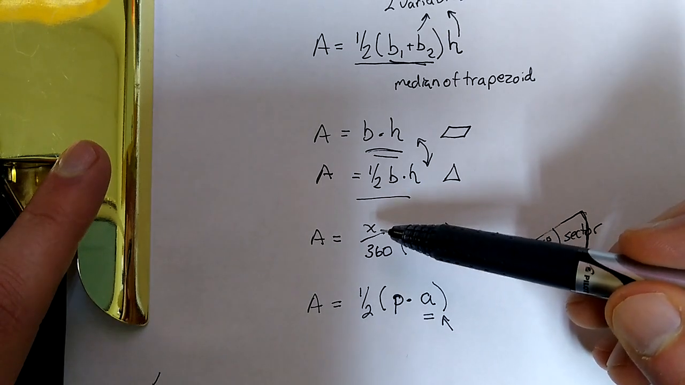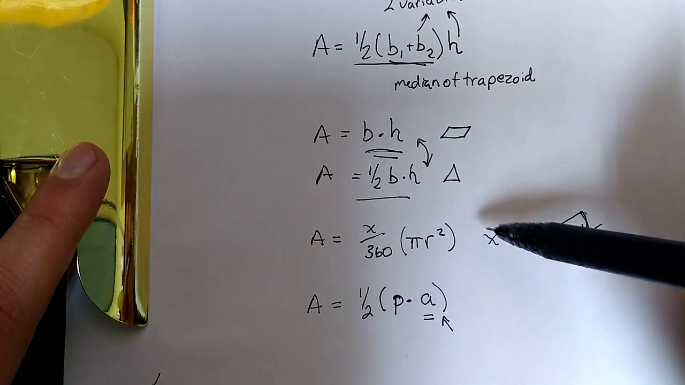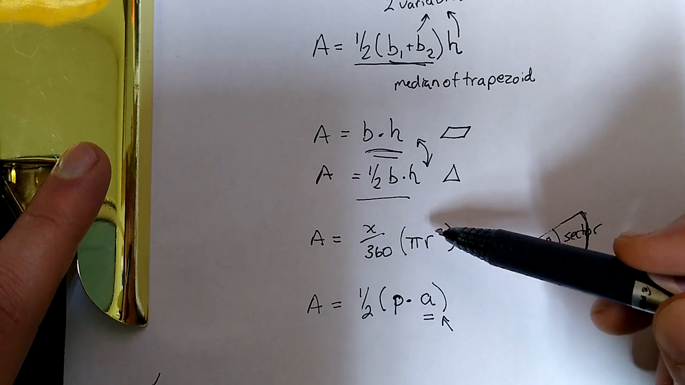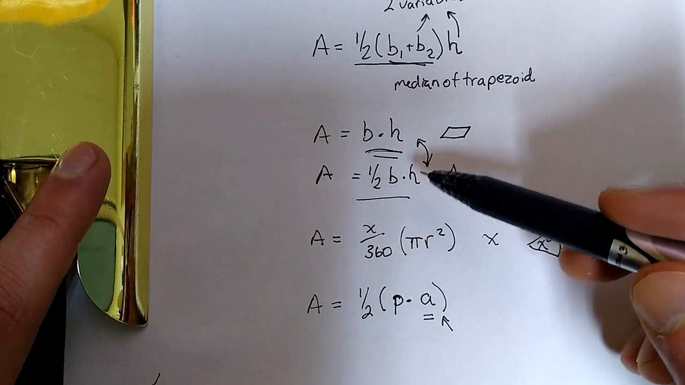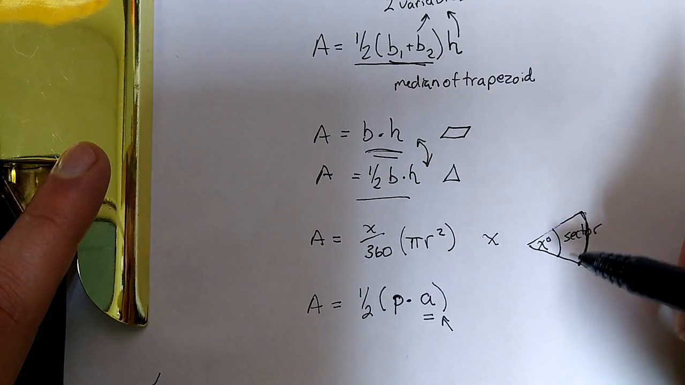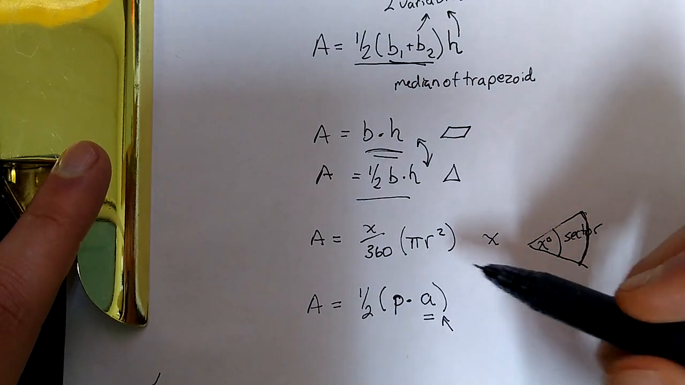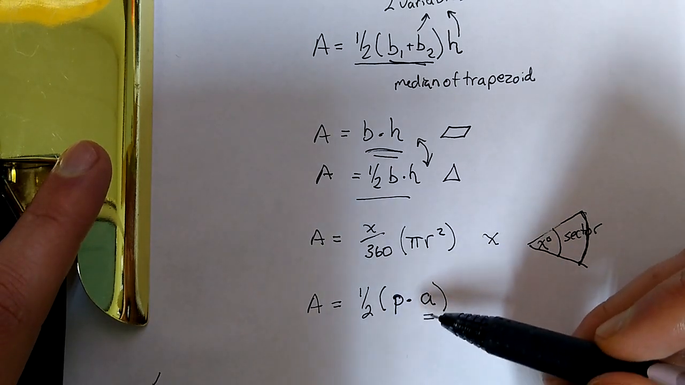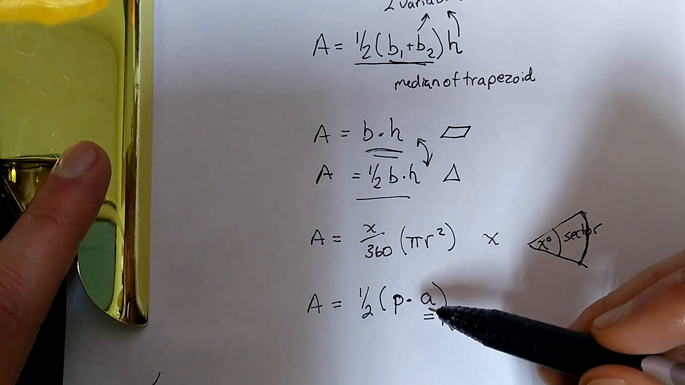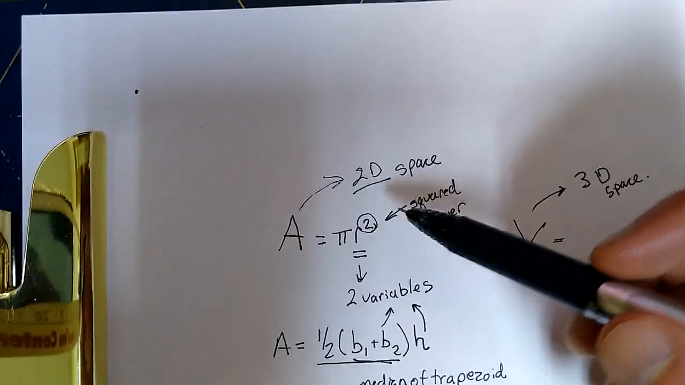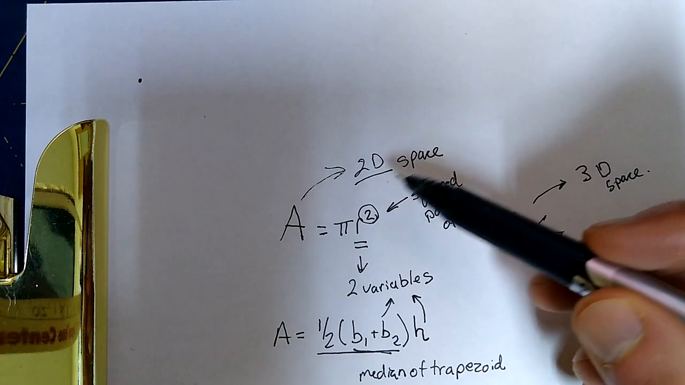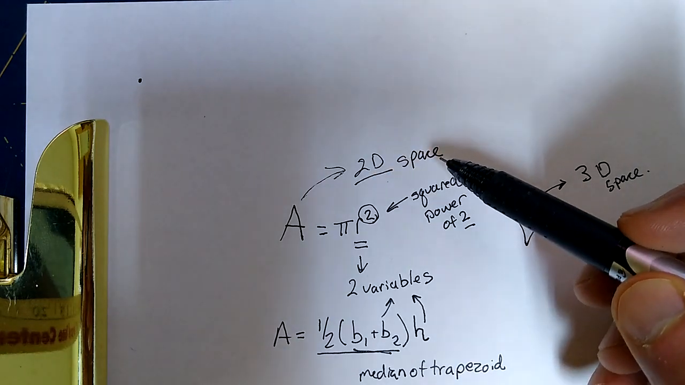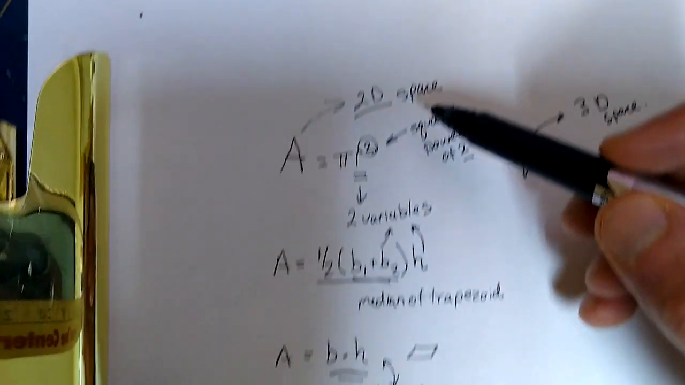Okay, and x here is a variable, yes, but it's not actually a dimension of length in the same way that these other things are. X here is a degree measure, and so it's not really a dimensional thing. Okay, it doesn't change the number of dimensions that we're dealing with. Here you have perimeter and apothem. So again, 2 dimensions. So for all area, it's going to give you formulas which are describing the amount of 2-dimensional space that something takes up.